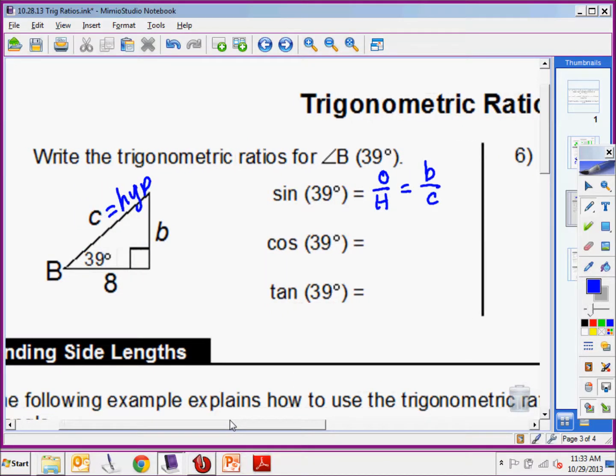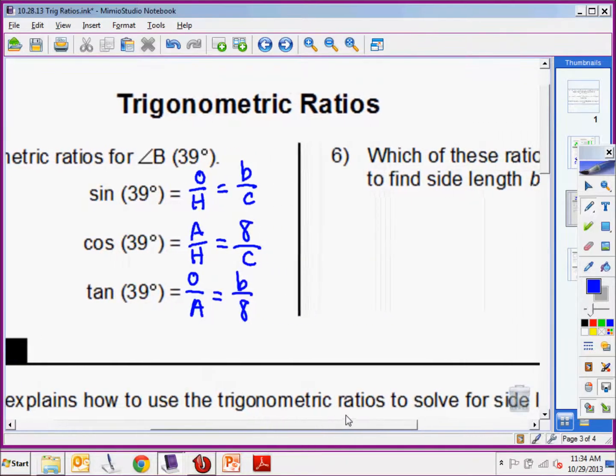All right, cosine of 39. How do I find cosine? Adjacent side over hypotenuse side. So what is my adjacent side from 39? 8. It will be 8 over C. Okay, tangent of 39 degrees. Opposite side over adjacent. So it will be B over 8.